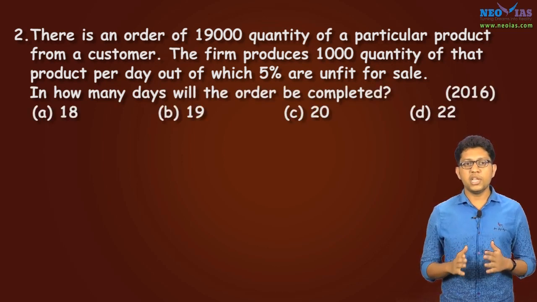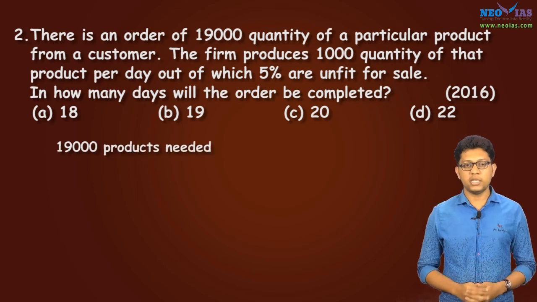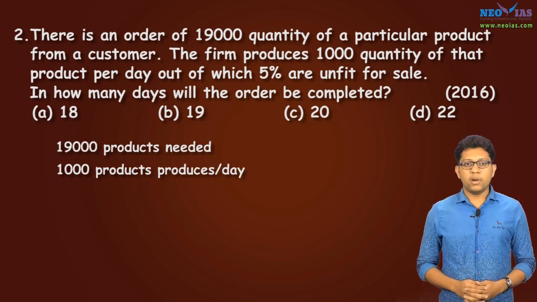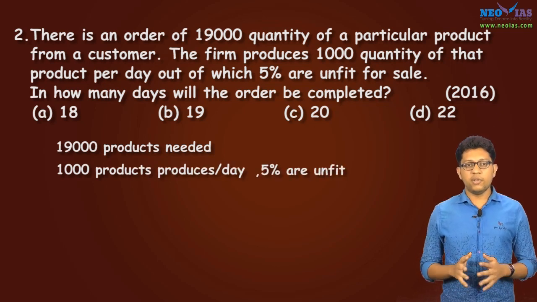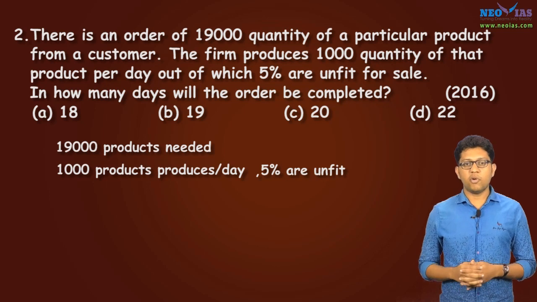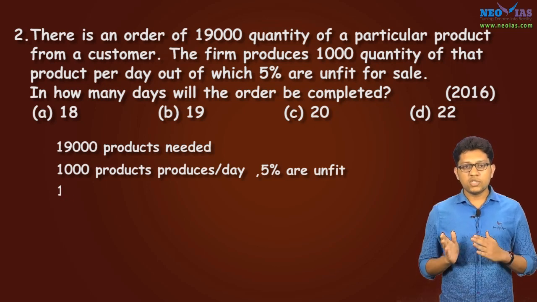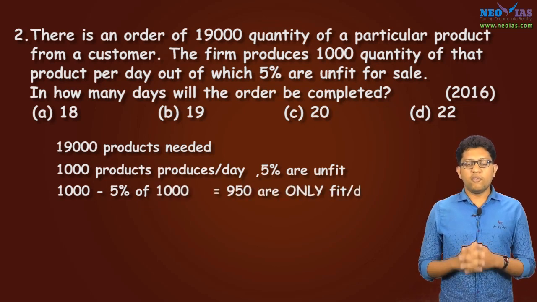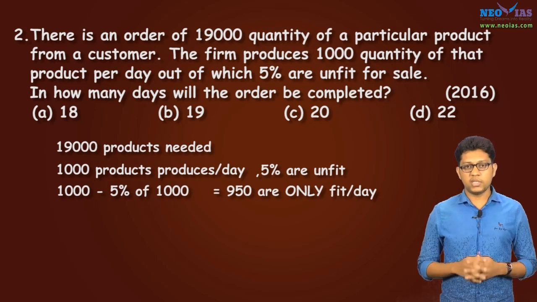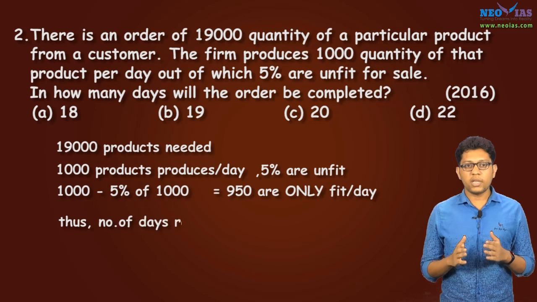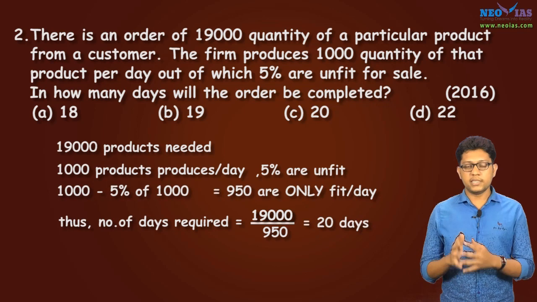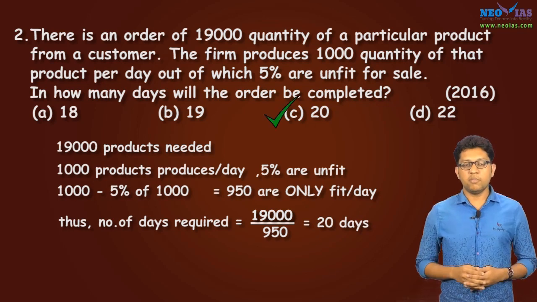Here, the production unit needs to produce an amount of 19,000 products in the whole. The unit produces 1000 products per day, but out of that, 5% are unfit. Reducing these 5% of product from 1000, we get that 1000 minus 5% of 1000 is equal to 950 products which are only fit for sale. And because the firm is producing only 950 products per day for sale, the unit can produce this much of product in 19,000 divided by 950 days, that is in 20 days. Answer will be again C option from the given options.